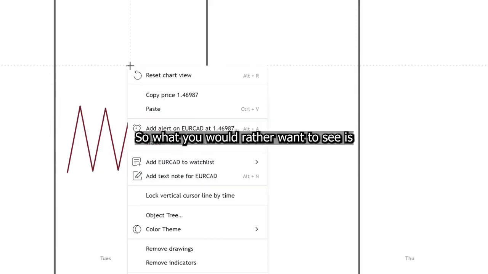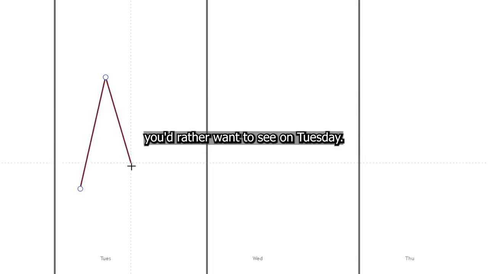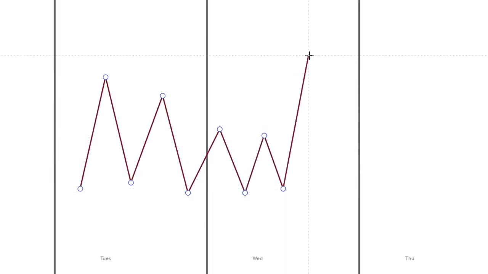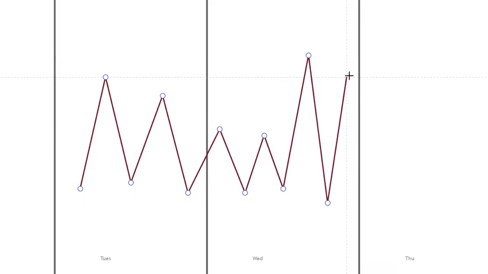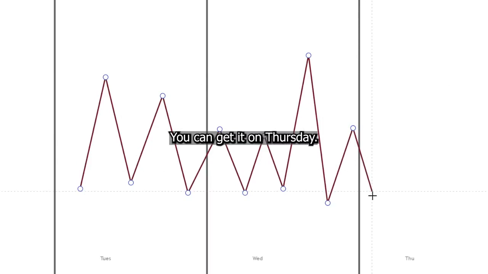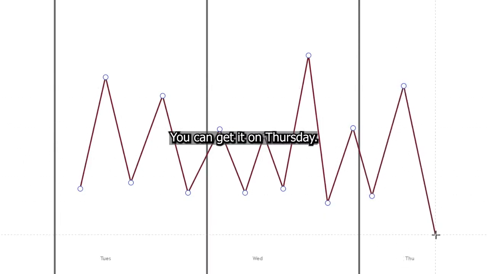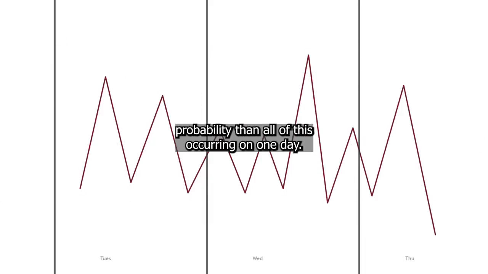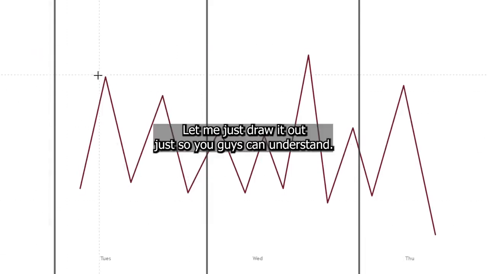So what you would rather want to see is, on Tuesday, your liquidity being built. On Wednesday, you get a stop hunt. And you can get a return to origin either on Wednesday also, or on Thursday. This is a way higher probability than all of this occurring on one day. Let me just draw it out so you guys can understand.